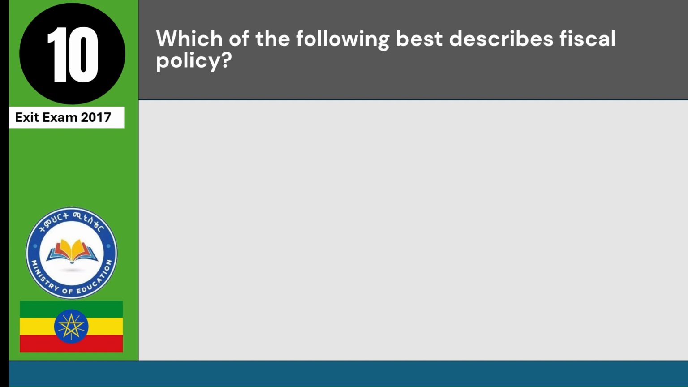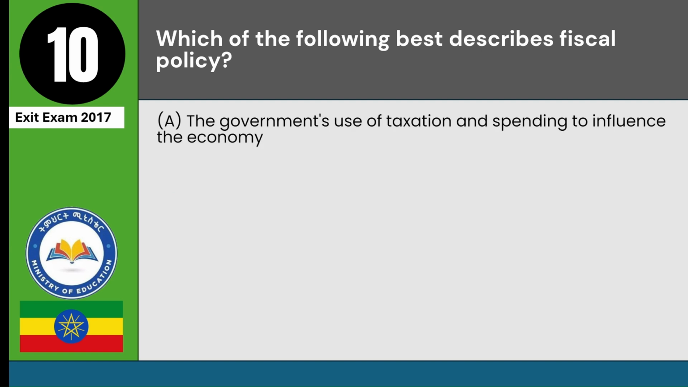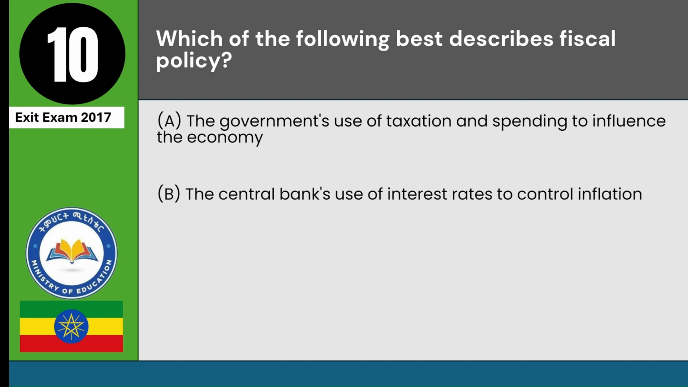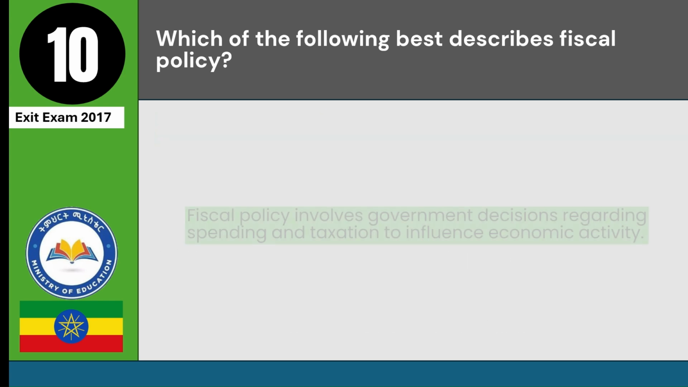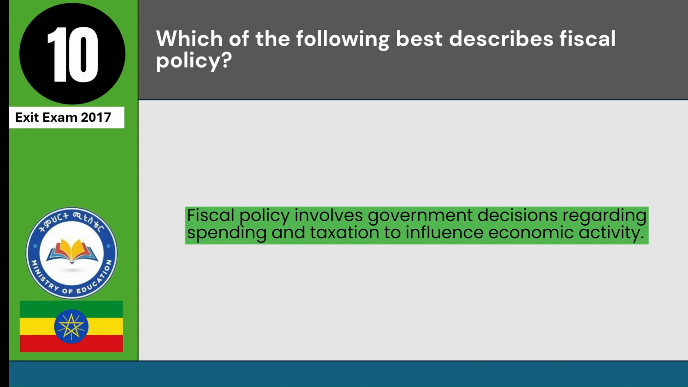Which of the following best describes fiscal policy? A. The government's use of taxation and spending to influence the economy. B. The central bank's use of interest rates to control inflation. C. The reduction of tariffs to promote trade. D. The regulation of prices to prevent inflation. Answer: A. Fiscal policy involves government decisions regarding spending and taxation to influence economic activity.